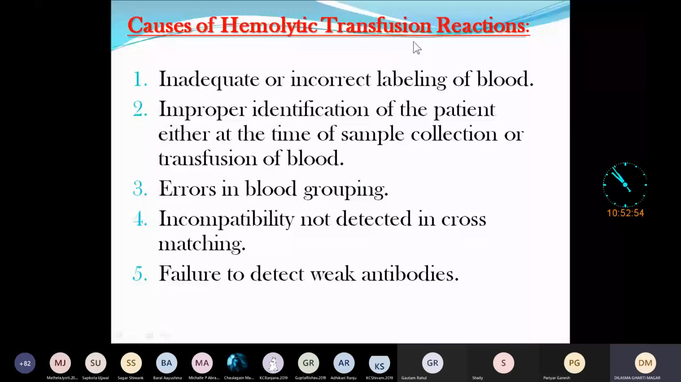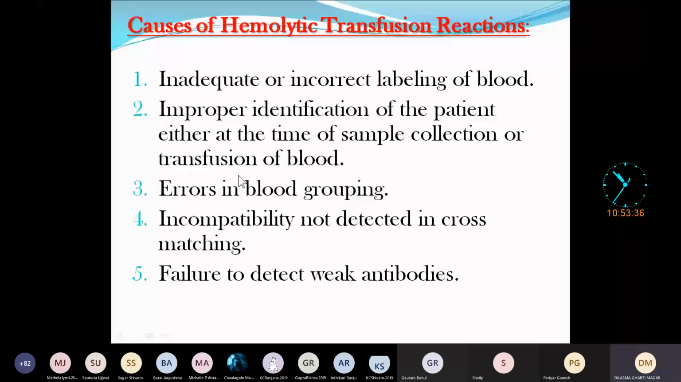So inadequate or incorrect labeling of the blood means the labeling of the blood can be a mistake also. And improper identification of the patient either at the time of sample collection or at the time of the transfusion. So the blood bank is a very sensitive place. And with the transfusion, one has to be very careful. Usually the patient party or the patient will come to know that, okay, I didn't have shortness of breath or any of these things, but after transfusion the patient died. Like that they will complain.